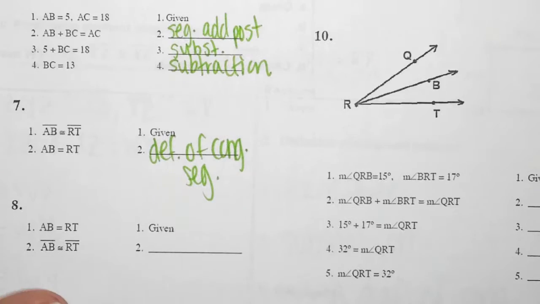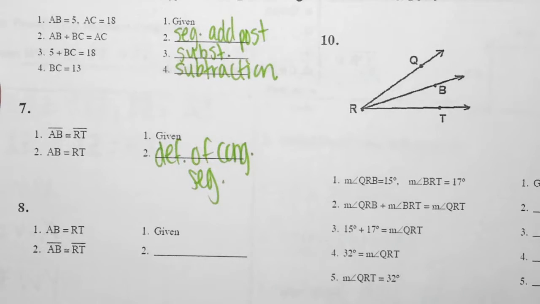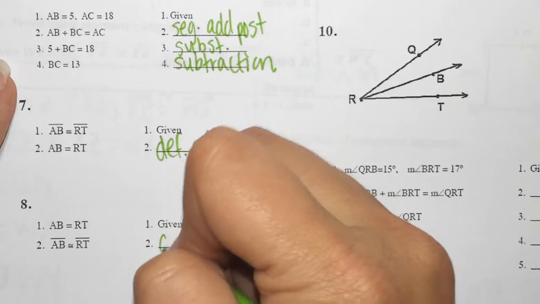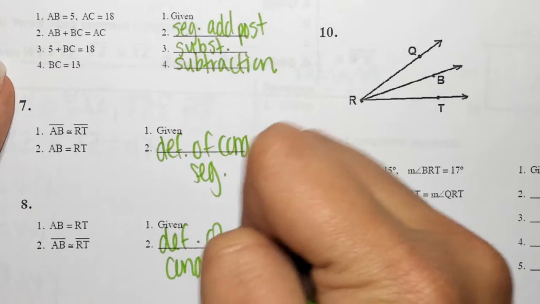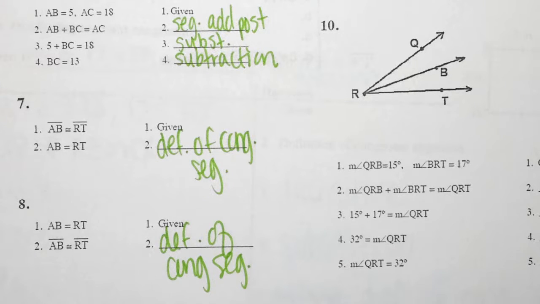Okay, number 8. The definition of congruence. Yes. Alright, I would like you to try number 9 without me. Too hard. Alright, that's a point off from y'all's team.